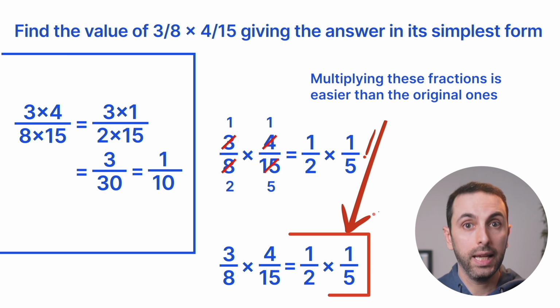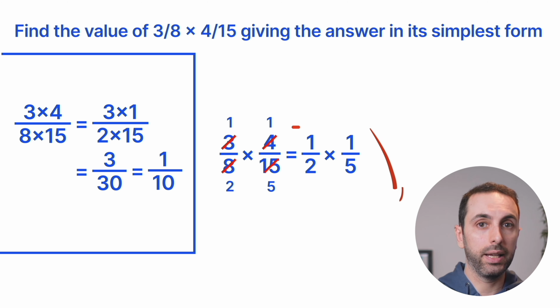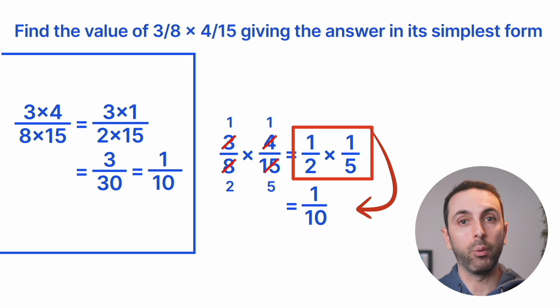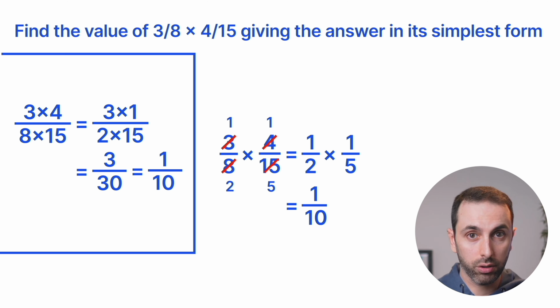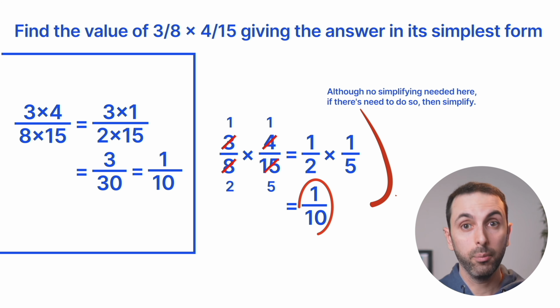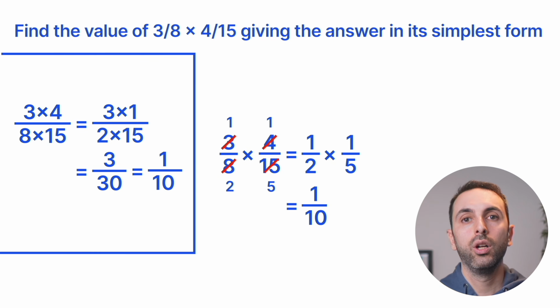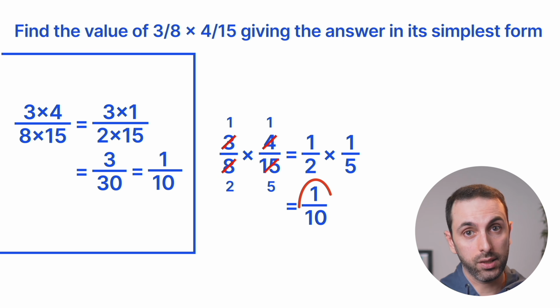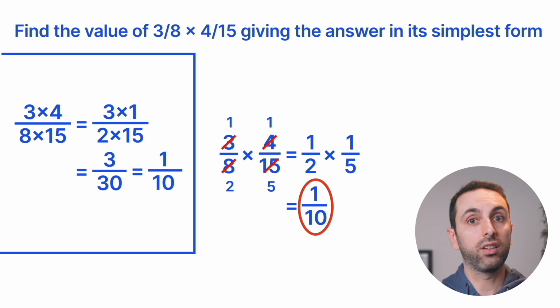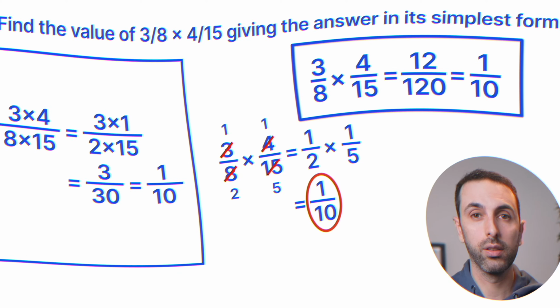Now that we can't cancel these fractions anymore, the second step here is to just go ahead and multiply those fractions together like we normally would. So in short, this gives us 1 over 10. No further simplifying is needed, but if there was need to do so, do make sure you do that. You'll notice that this answer is exactly the same as the answer that we got from the previous section of the video. So clearly this method worked.